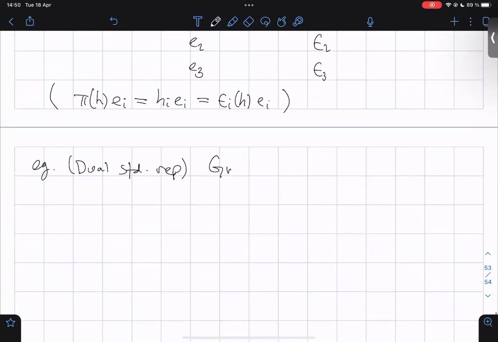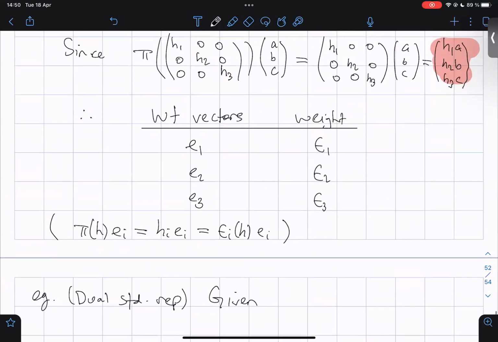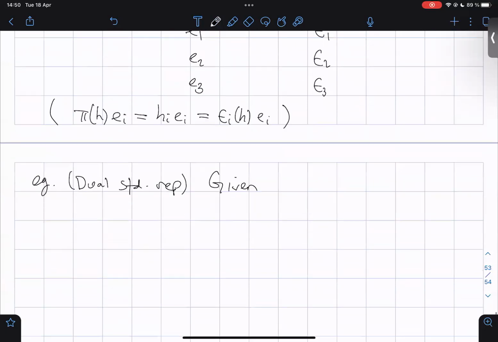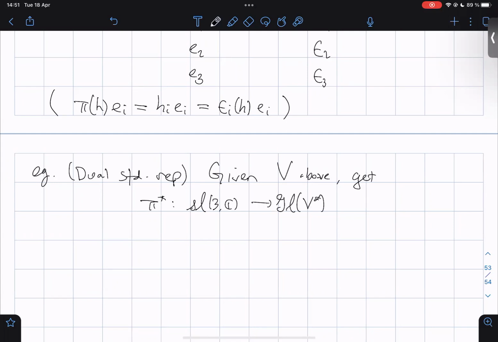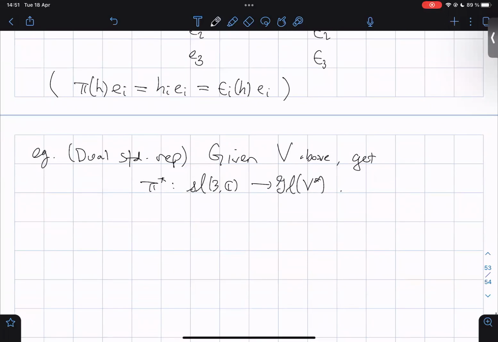So given the above, the epsilon_i is a linear function of taking in H and mapping it to h_i, the projection to the i-th entry. So given that, we get pi star, which is the dual representation. So we want to write this out.